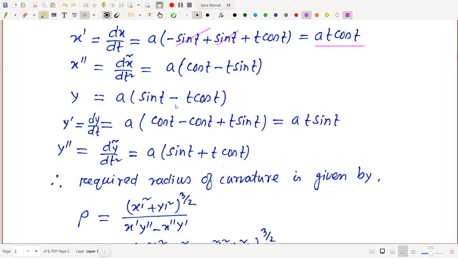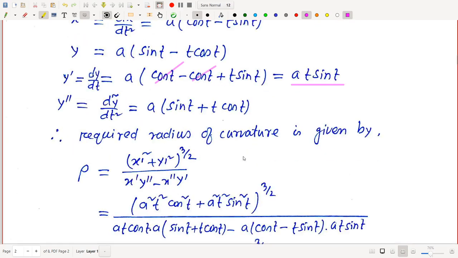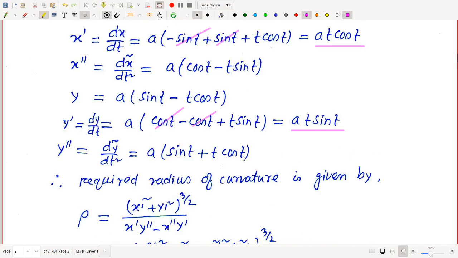Now y = a(sin t − t cos t). So y dash, dy/dt: the derivative of sin t is cos t, and for t cos t, the derivative of t is 1, so it is minus cos t. Then t remains, the derivative of cos t is minus sin t, but already there is a minus sign, so it is plus t sin t. Now this cos t gets cancelled, so we get a t sin t. So that is y dash. Then y double dash means d²y/dt². Again we differentiate this with respect to t using the product rule. The derivative of t is 1, so sin t remains, plus t remains, the derivative of sin t is cos t. So x dash, y dash, x double dash, y double dash we have calculated.